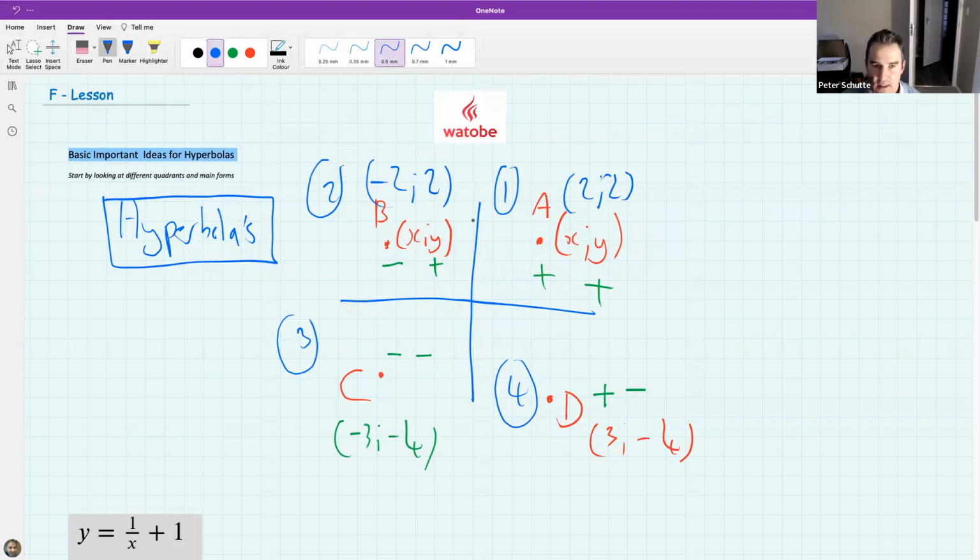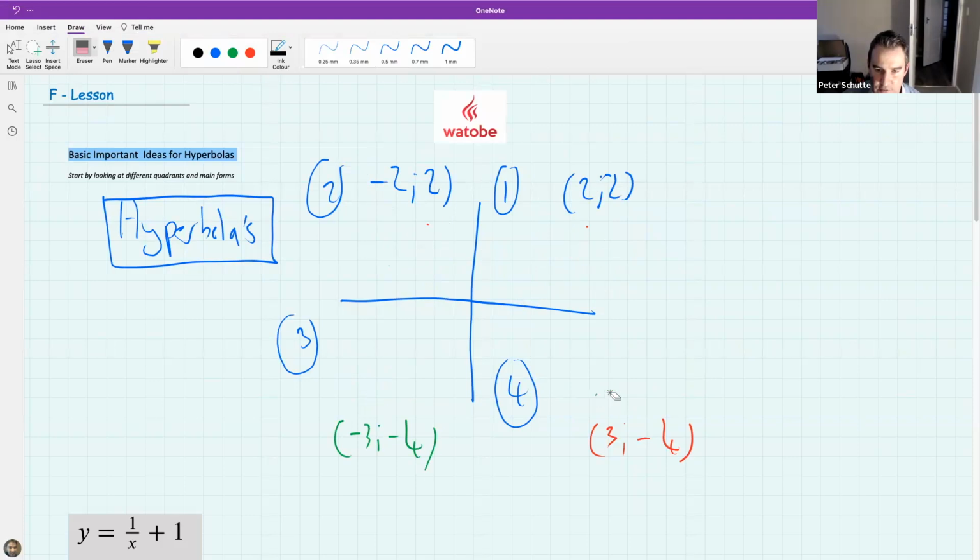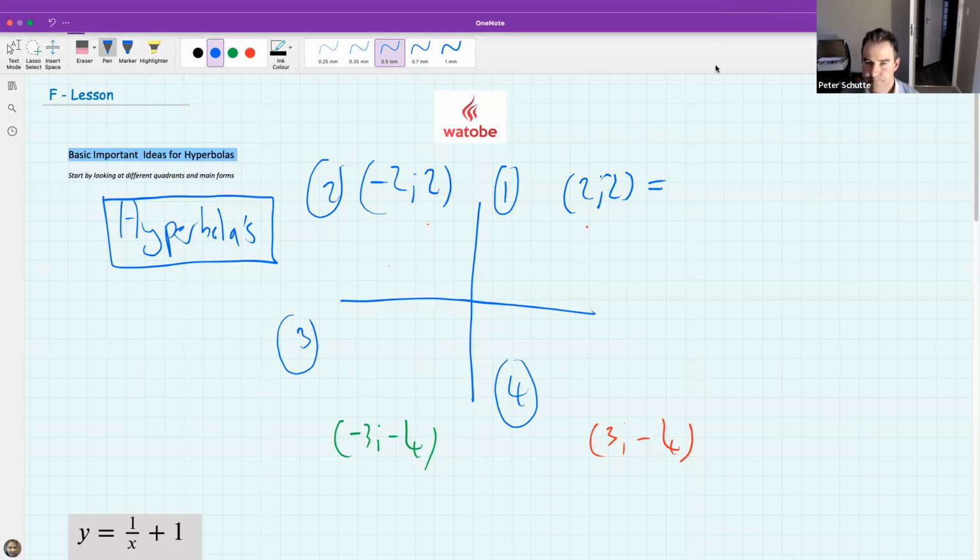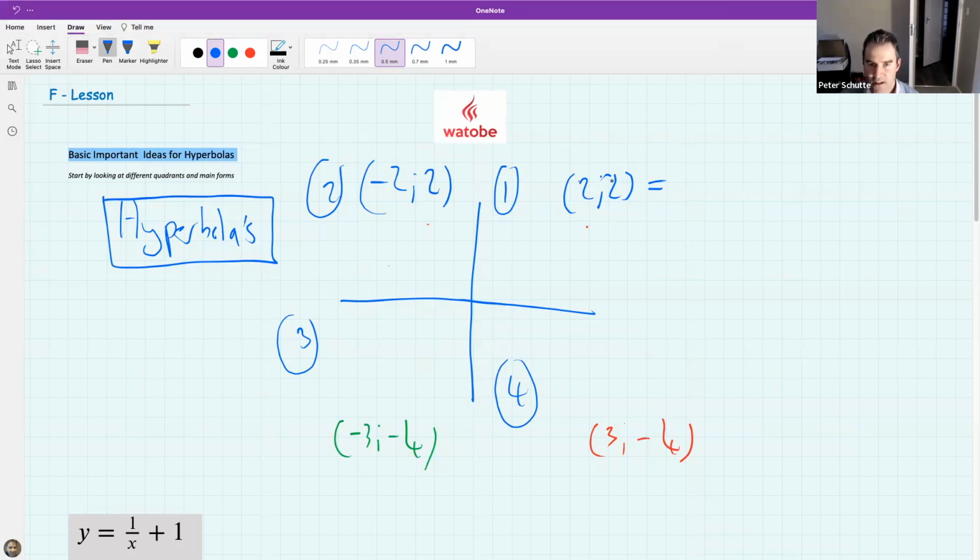Okay, now, this is really important for hyperbolas. So I'm going to get rid of my abstract coordinates, and I'm just going to leave the made-up ones that I've got here. If I multiply the X by the Y coordinate in quadrant 1, do I get positive or negative? So if I multiply the X by the Y, do I get a positive or a negative in quadrant 1?